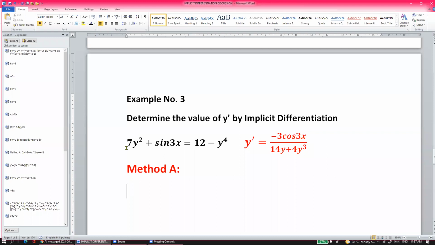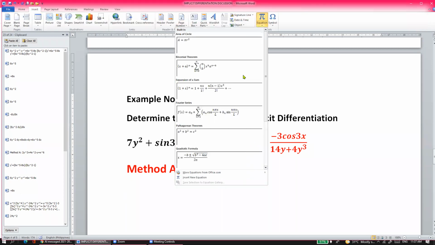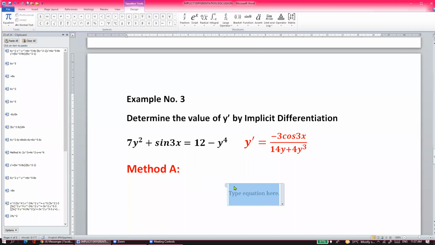So now, if we're going to take the derivative of 7y squared, what will it be? 14y? Yun lang? Y prime. Yun. Y prime. Hindi kinakalimutan yung y prime. So, 14y, y prime. And plus, ano ba ang derivative ng sin u? Cosine u. So anong derivative ng sine 3x? 3 cosine 3x. Okay, so that's it. Kailangan matuto tayo ng mga shortcuts.